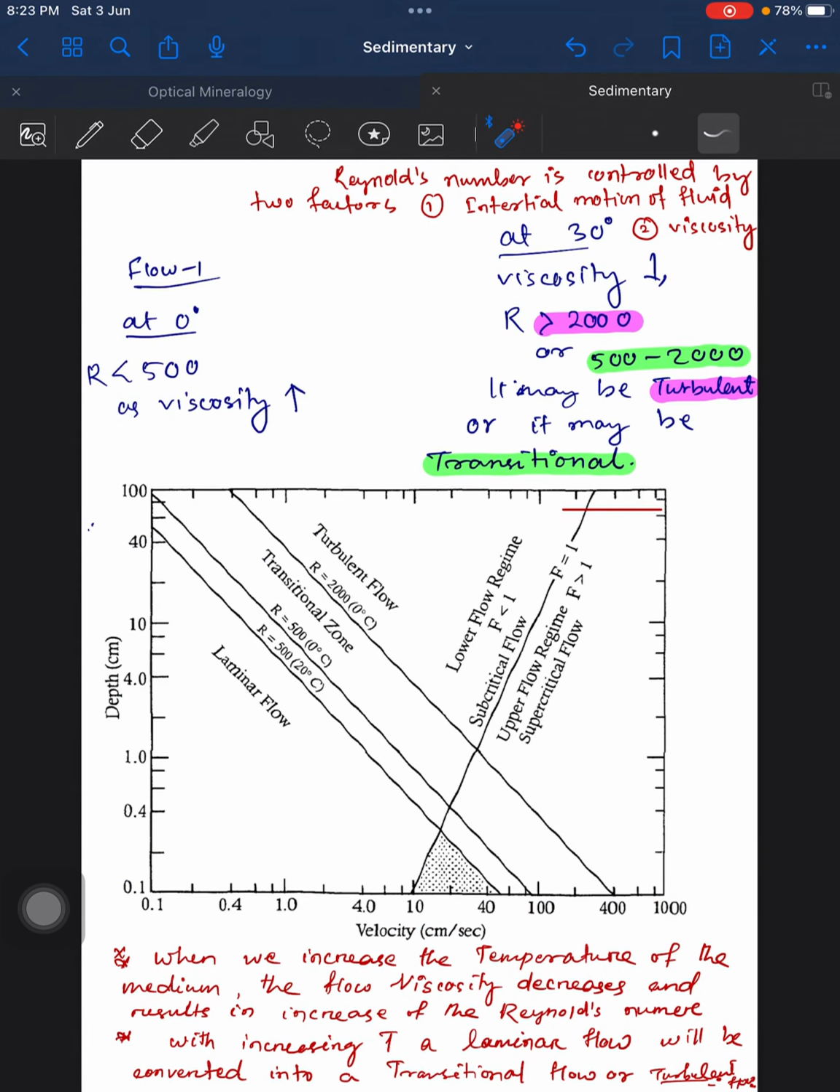So this is the diagram where we can see, this is the diagram between the depth of the water against the velocity of the flow, and we can see that here this line is 500 for the medium, Reynolds number 500 for the medium, this line. And if the medium is at 20 degree, and if the medium is at 0 degree, then 0 degree में होने से क्या होगा, viscosity जो होगा और भी बढ़ जाएगा. तो line यहाँ से यहाँ तक shift हो जाएगा.